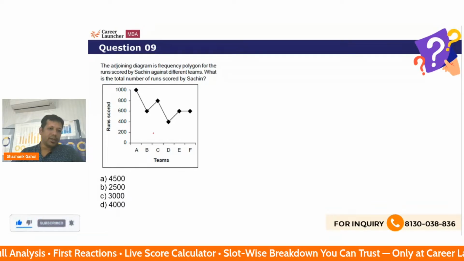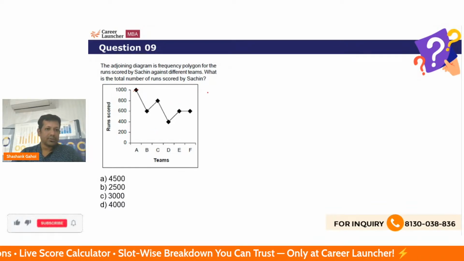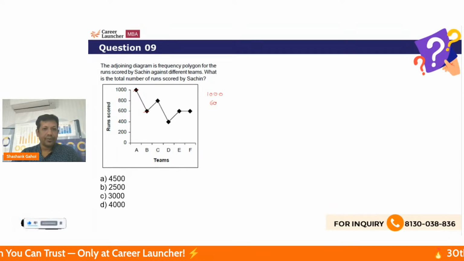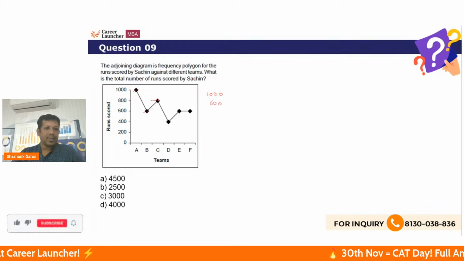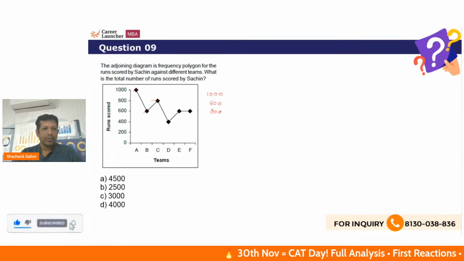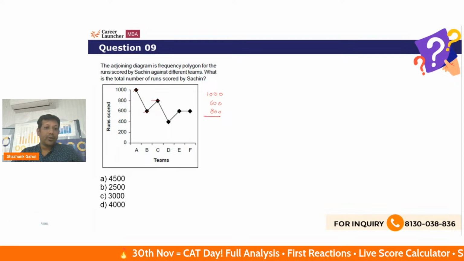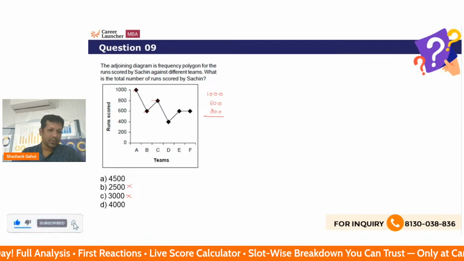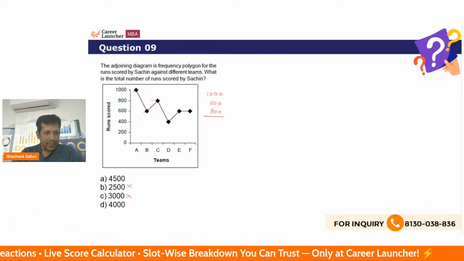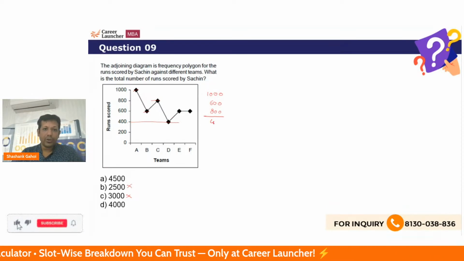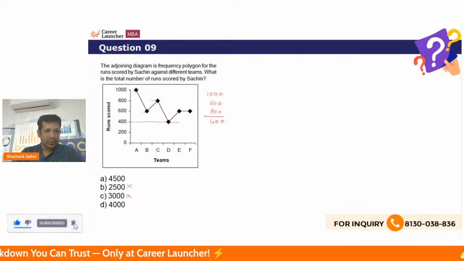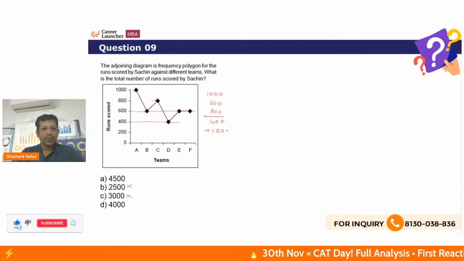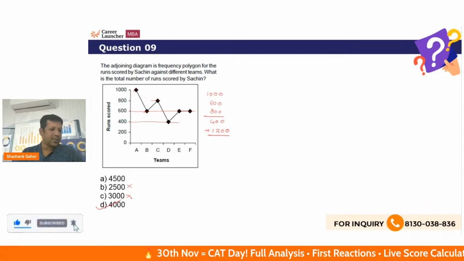So against country A, how much did Sachin score? That's 1,000. Against country B, how much did he score? 600. So 1,600. Against country C, he scored 800. Now it is already 2,400. So this option is not possible, and this is also not a possible answer. Against country D, it is 400, so I got 2,800. Against this one, I'm also going to get 1,200, 600 plus 600. So overall, it comes out to be 4,000, and that's going to be option D.